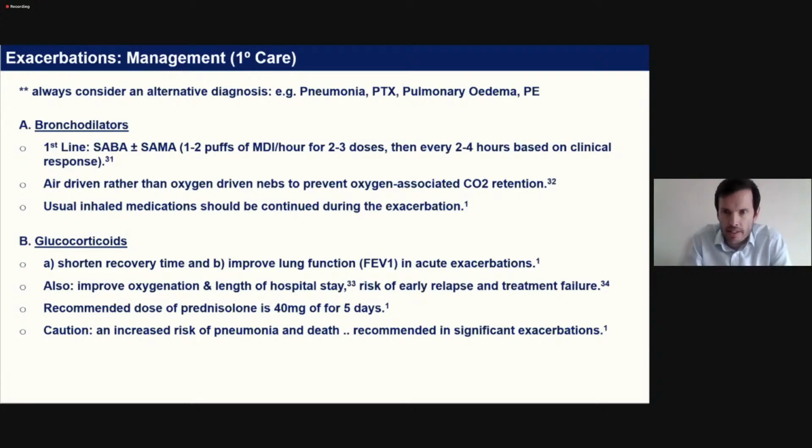If nebulizers are given, air-driven rather than oxygen-driven nebulizers should be used in order to prevent oxygen-associated CO2 retention. Usual inhaled medications should be continued during exacerbations or restarted prior to discharge if they're hospitalized.